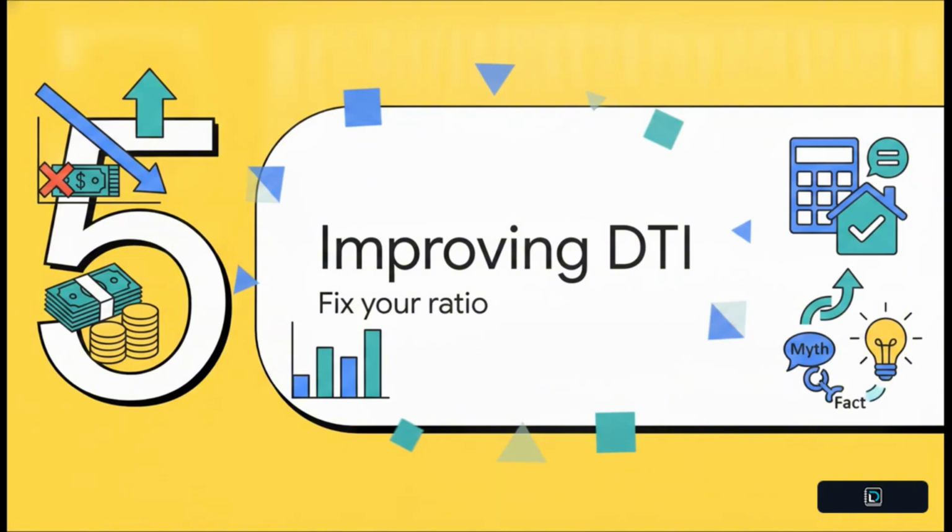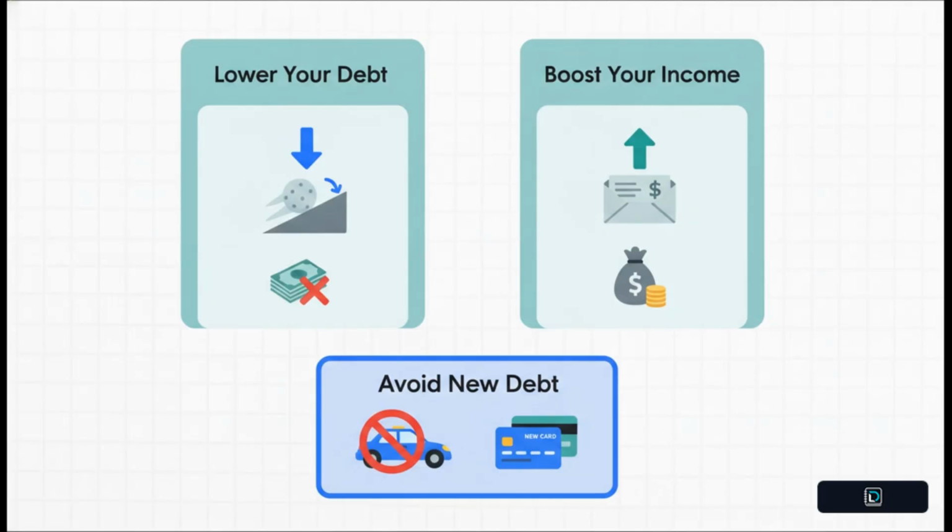All right, part 5, improving your DTI ratio. What if you just crunched your numbers and your ratio is running a bit too hot? Don't panic. Let's look at some highly actionable strategies to fix it, and bust a few myths while we're at it. If your DTI is too high, you essentially have two main levers you can pull. Lever 1, lower your debt.